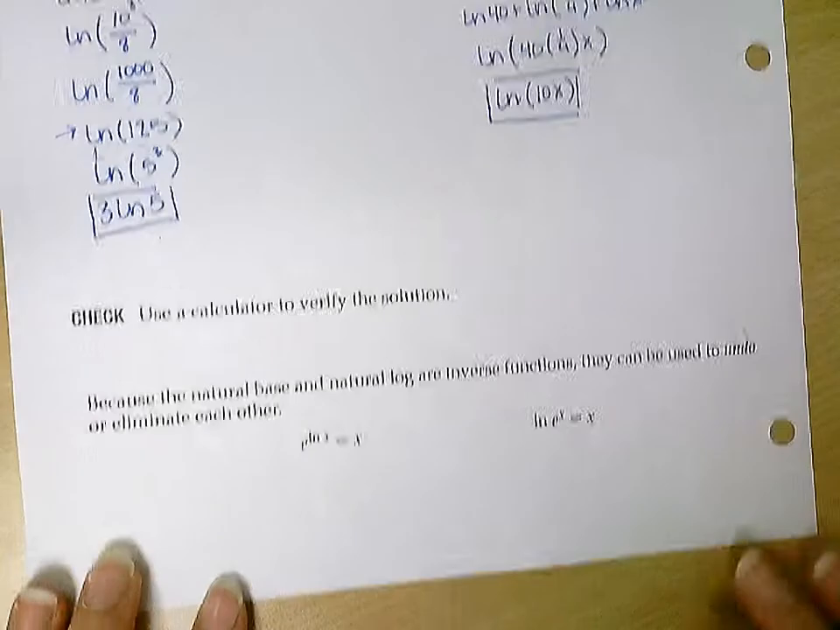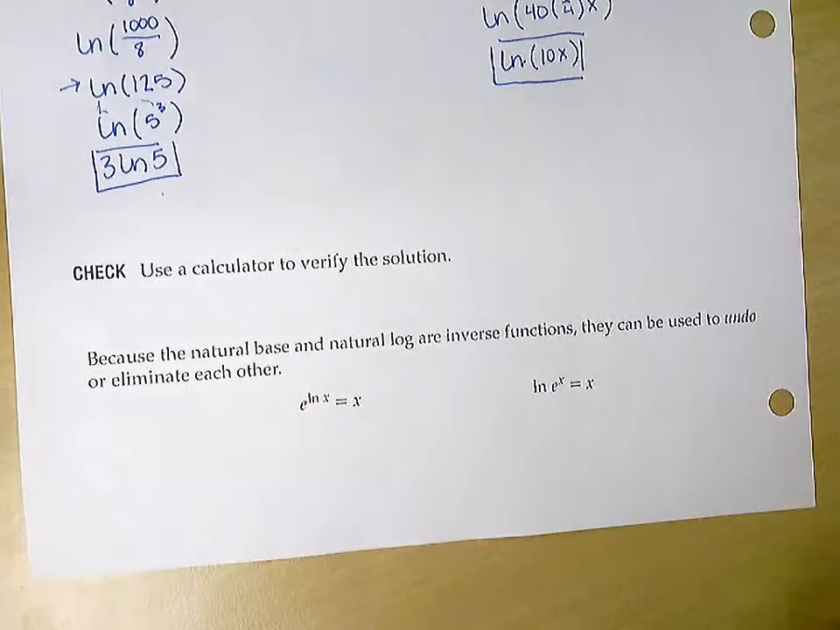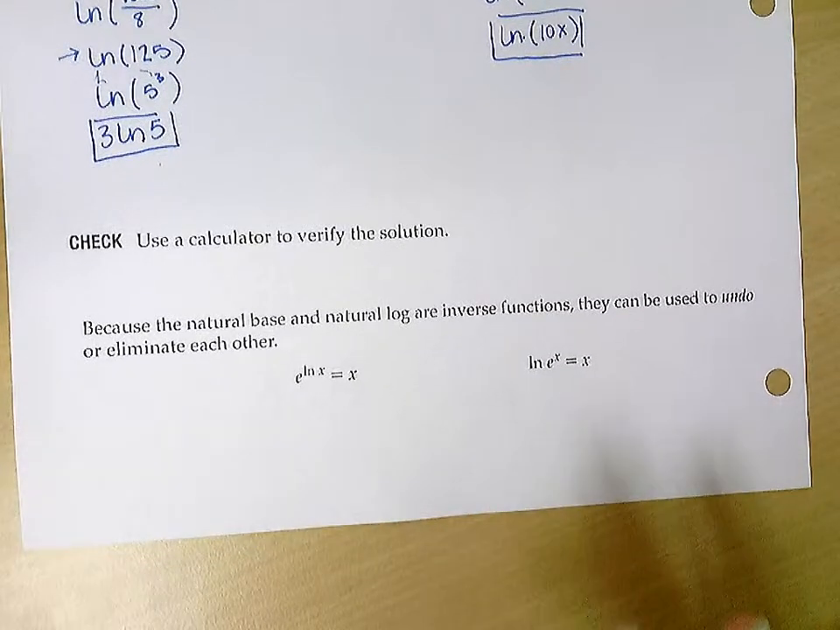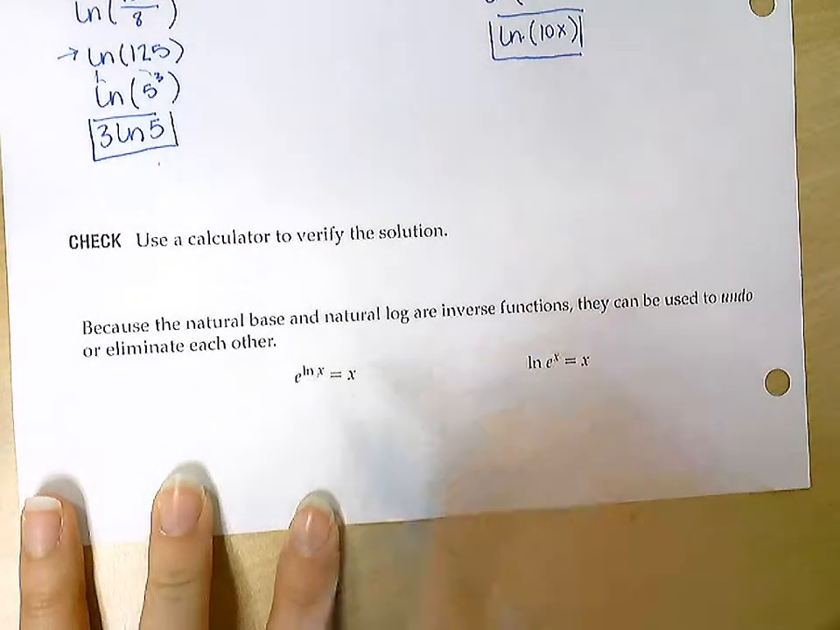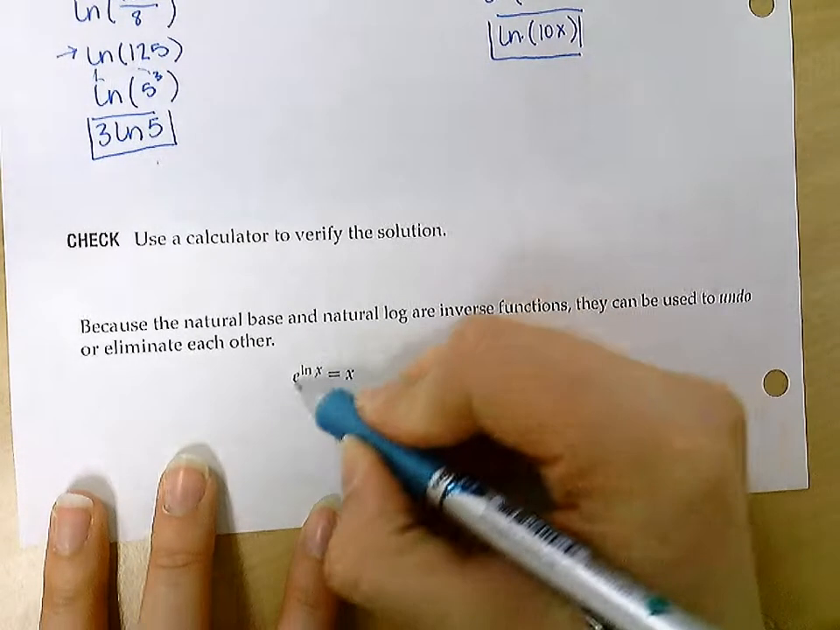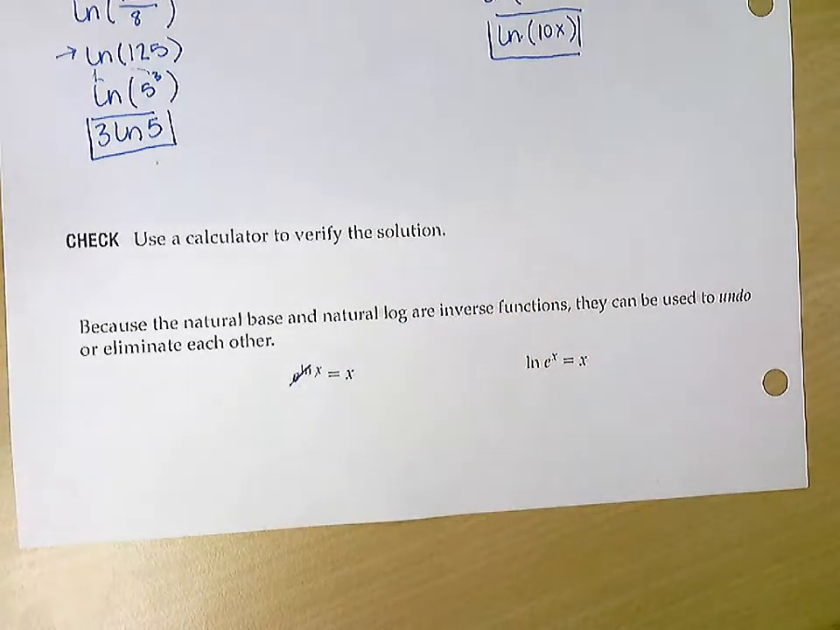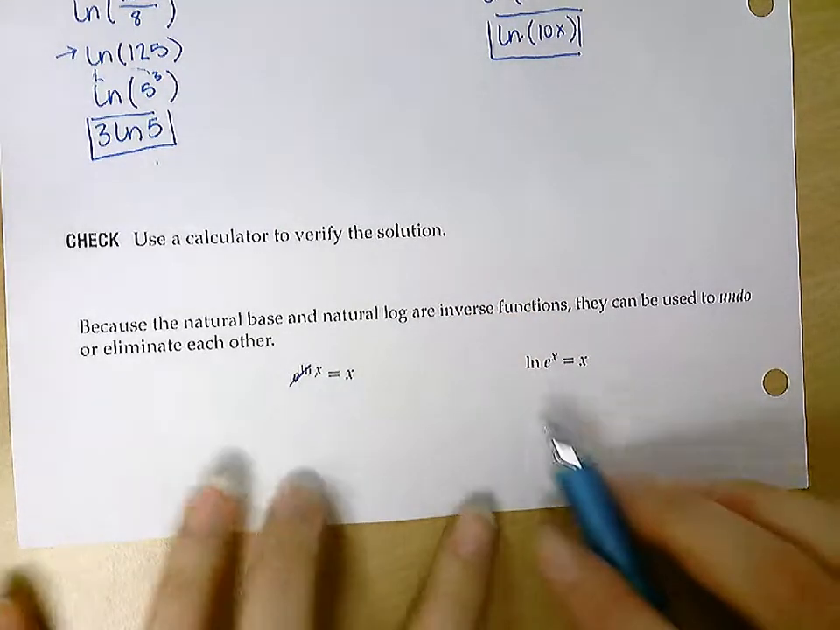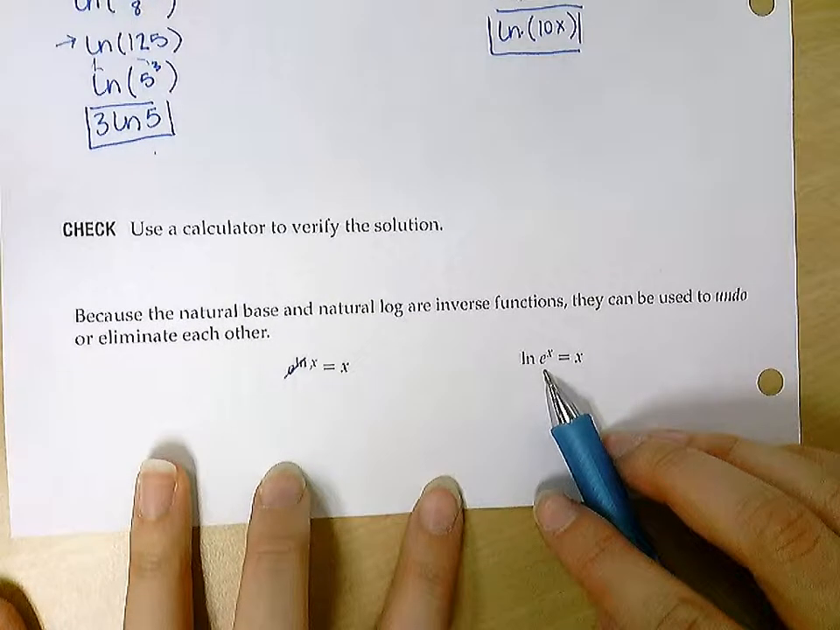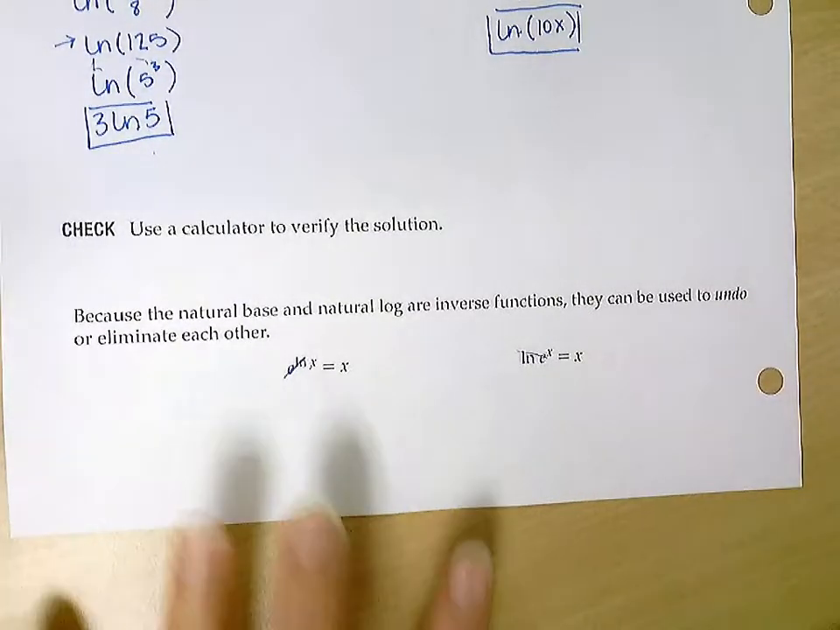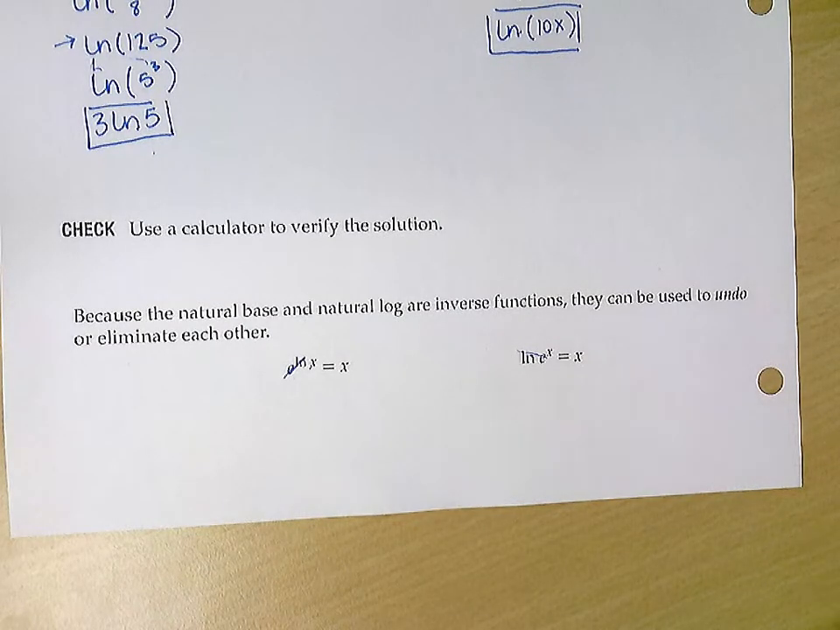All right, so because the natural base and natural log are inverse functions, they can be used to undo or eliminate each other. So if you see something like this, e raised to the natural log of x, that e and that ln there cancel each other out. And if I have the natural log of e, that also cancels. So they undo each other. So if you have an e raised to the natural log of x, it cancels, or natural log of e, it cancels. So they do eliminate each other.